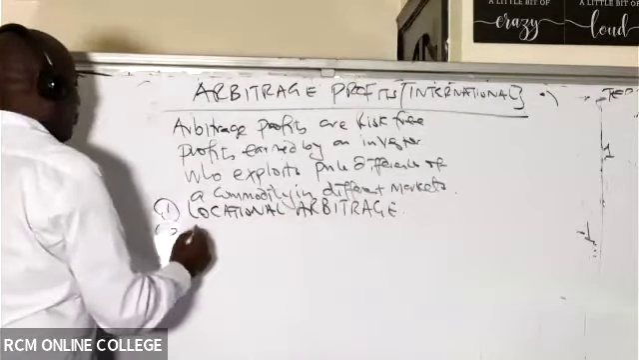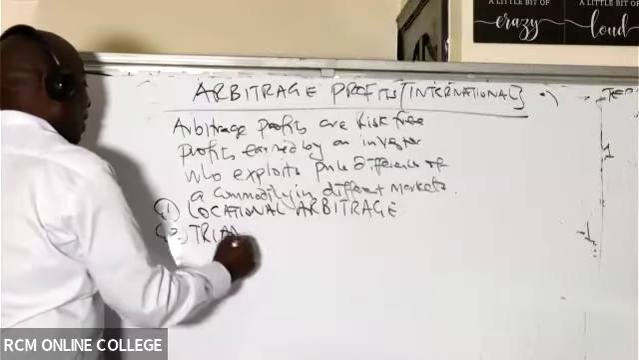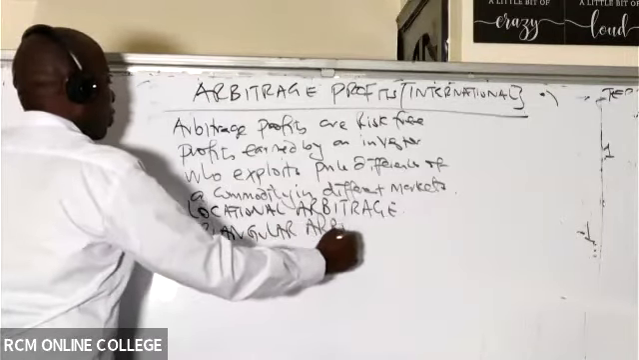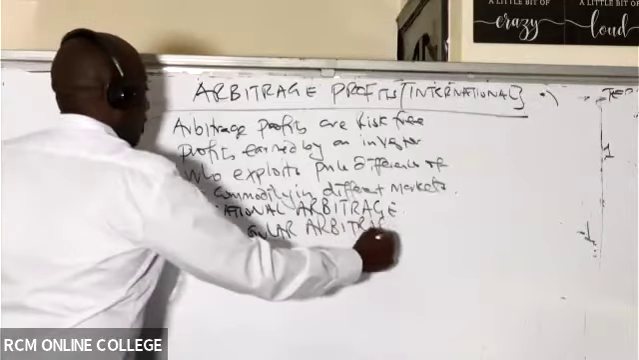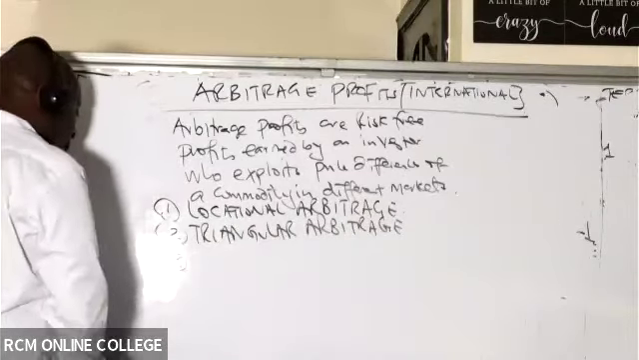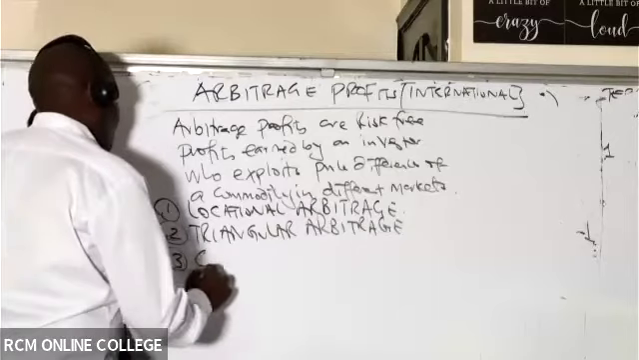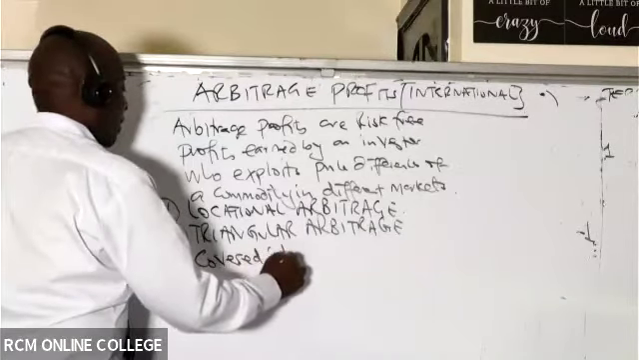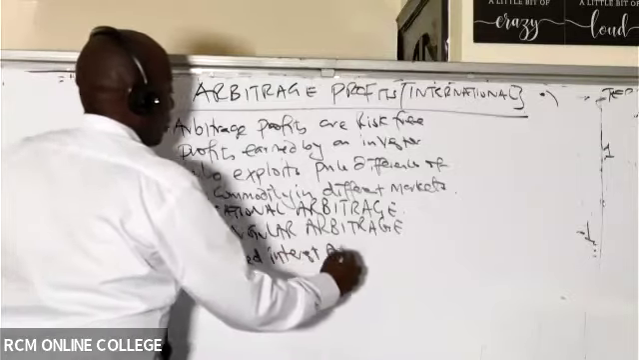Number 2, we have triangular arbitrage. Number 3, we have in this case here what we call covered interest arbitrage.